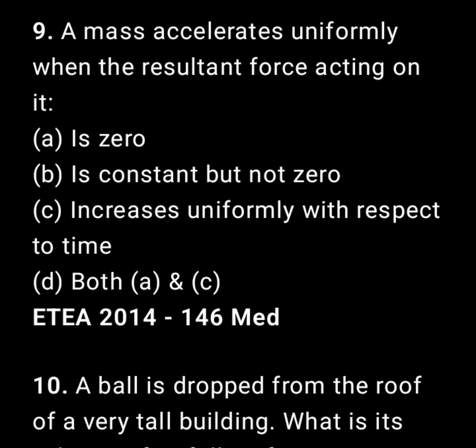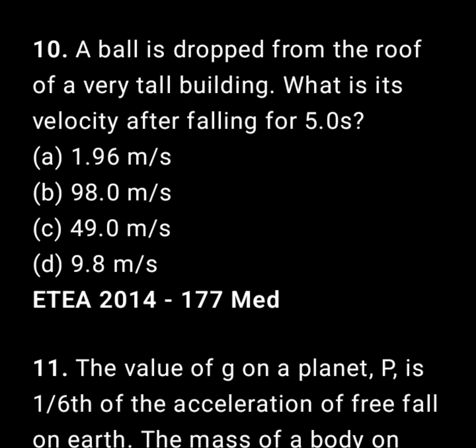10. A ball is dropped from the roof of a very tall building. What is its velocity after falling for 5.0 s? A. 1.96 meters per second, B. 98.0 meters per second, C. 49.0 meters per second, D. 9.8 meter per second, ETA 2014-177 Med.